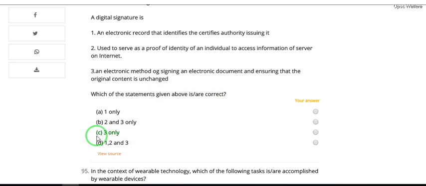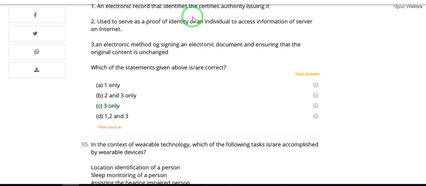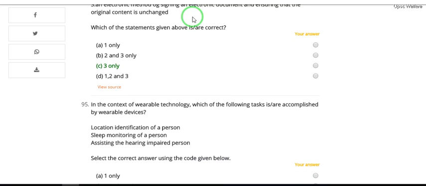So here, if we see C, why A1 will be incorrect: because the electronic record that identifies and satisfies the authority issue, of course, issuing it, no. And the second one is basically used to serve as the proof of identity, that is also wrong. So here C will be correct.